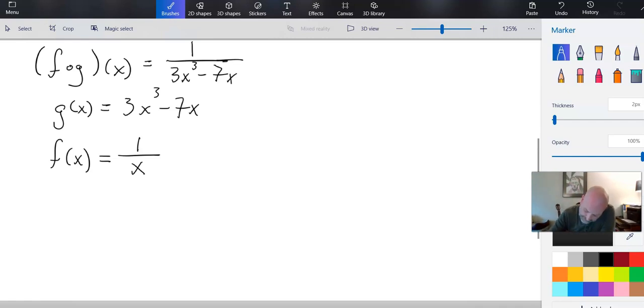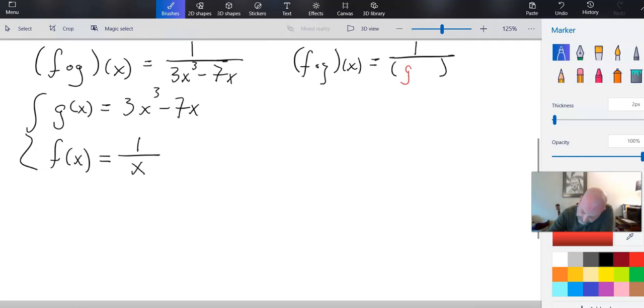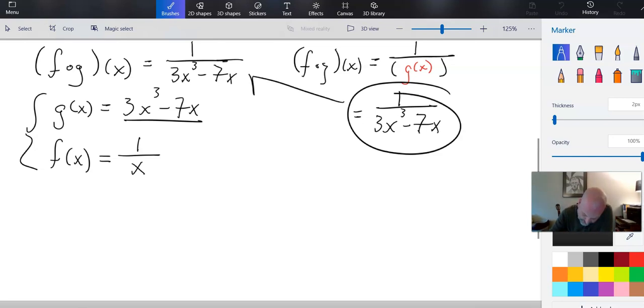So let's take a look at this. So let's say we have f composed with g of x, and we're using these two functions. So we're just going to see if these work. So let's see here. F takes its input, and it actually just takes the reciprocal of its input. And in this case, the input would be g of x. And let's see here. G of x is this guy. So that means this is 1 over 3x cubed minus 7x. And it matches, right? So we get exactly what we wanted here.